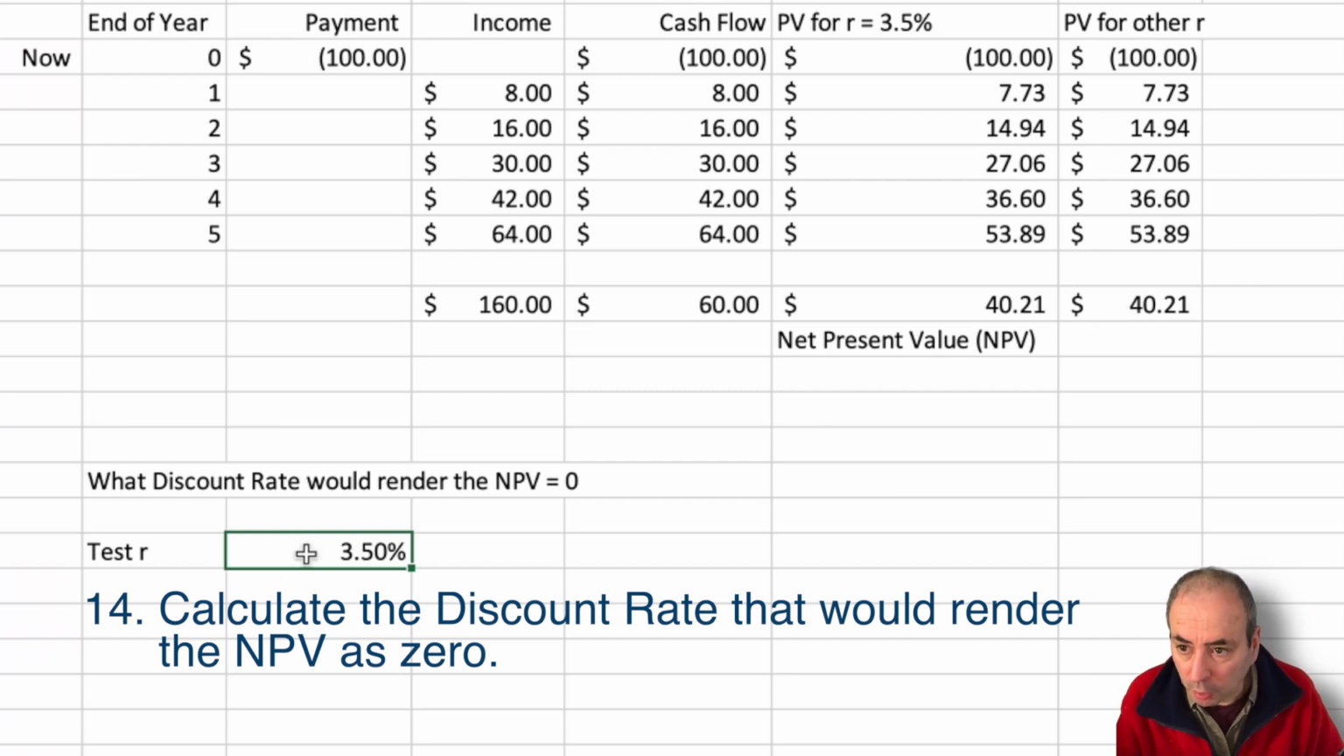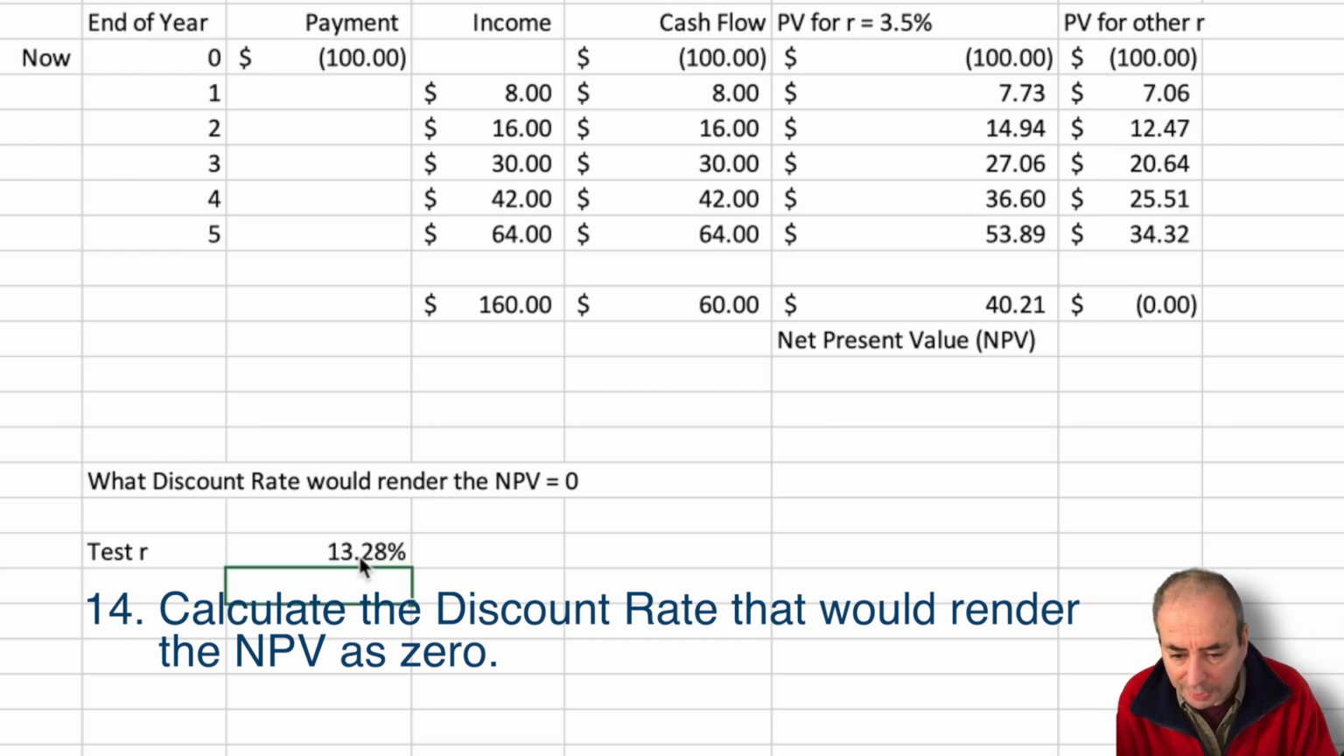So let's try 5%. That's brought it down, but nowhere near enough. Let's try 10%. That's brought it closer. Let's try 15%. That's gone too far. Let's try 13%. That's pretty close. And in fact, the correct answer I know is 13.275 to within a gnat's whisker.